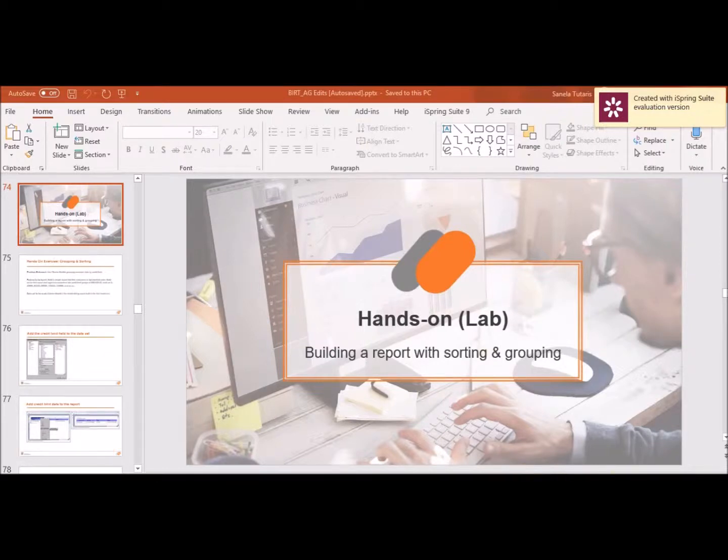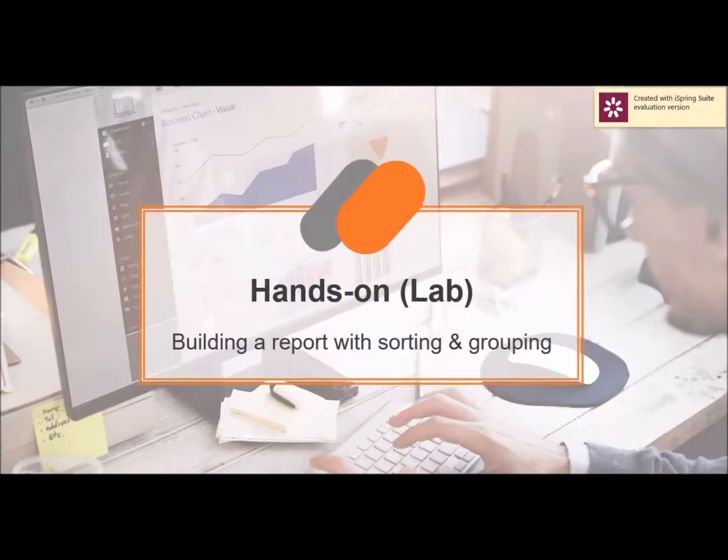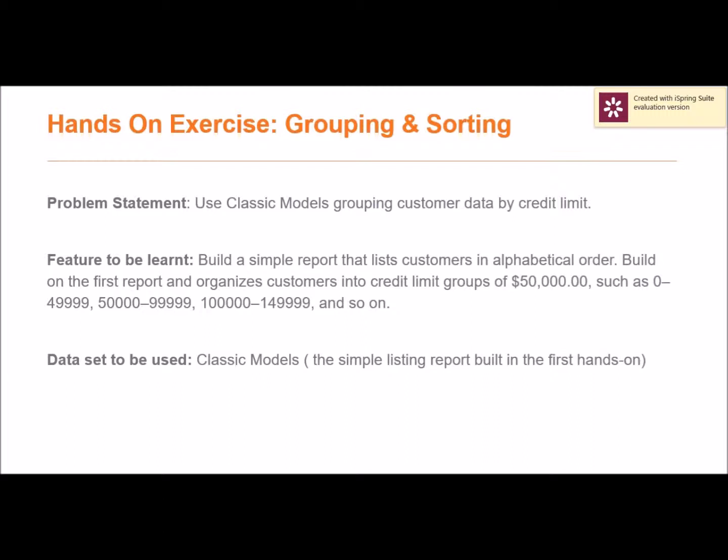Okay, let's review everything you have to do. So you have to build a simple report that lists customers in alphabetical order. We did that at the beginning, and then you're going to organize these customers in groups, credit limit groups. You're going to start with 50,000, remember interval, and then 50,000, and then you're going to add that JavaScript code that's going to group it even further. You're going to use classic models.